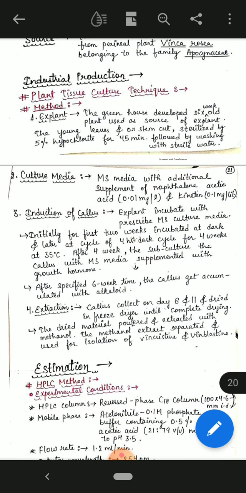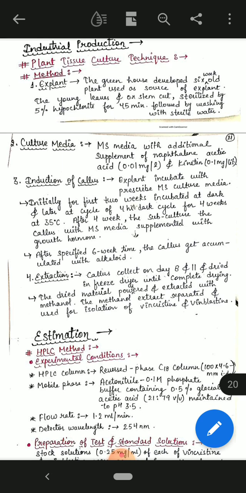So the method we are using in this: first we are explanting the Vinca rosa. We are preparing a greenhouse, which is developed with 6-week old plants used as a source of explant, and the young leaves or the stem are cut and sterilized by 5% hypochlorite for 45 minutes, followed by washing with sterile water.